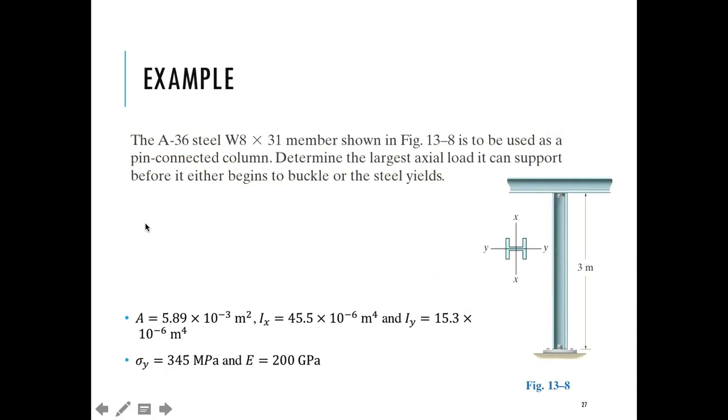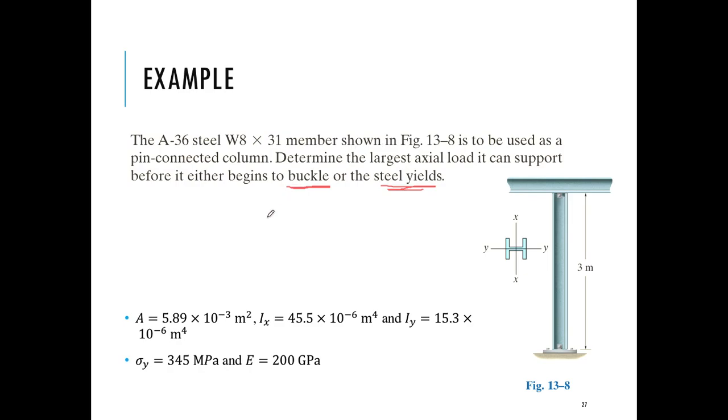Okay, so let's look at an example of a pin-pin connected column and analyze its buckling. So we have an A36 steel here with some particular cross-sectional properties, which is to be used as a pin-pin connected column. And we want to determine the largest axial compressive load that it can support before it either undergoes buckling or yielding. Now note here that we've already discussed that buckling is a structural failure, whereas the steel yielding would then be a material failure. It's not necessary that buckling leads to material failure, okay?